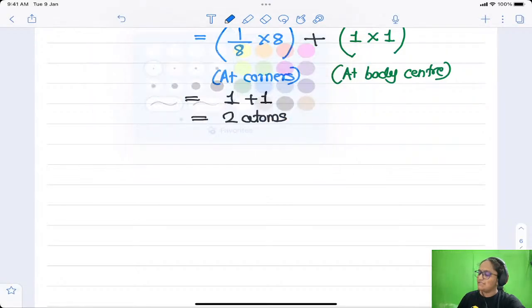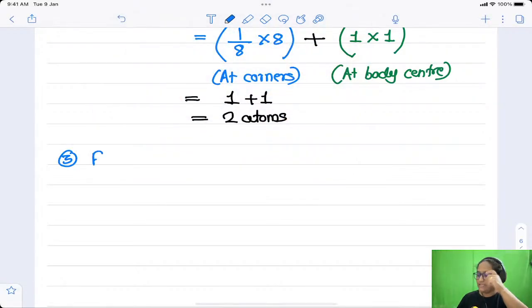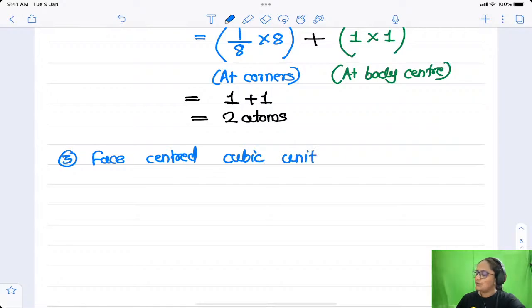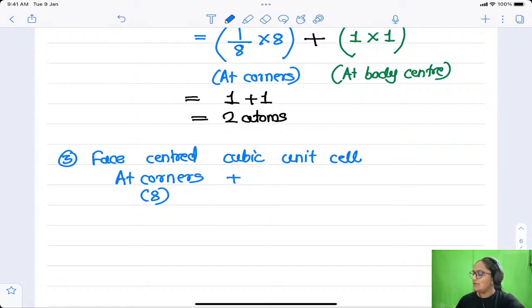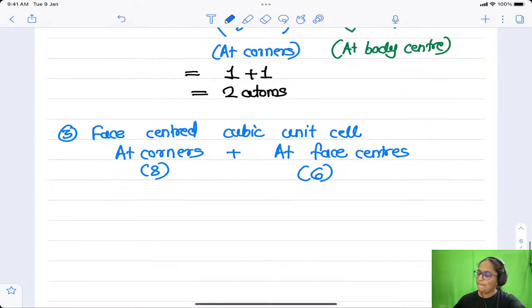Then third, FCC, that is the face centered cubic unit cell, in which atoms are present at the corners. 8 atoms are present at the corners. Apart from the corners, atoms are also present at the face centers. How many faces are there? 6 faces, right? Therefore there will be 6 atoms at the face centers.